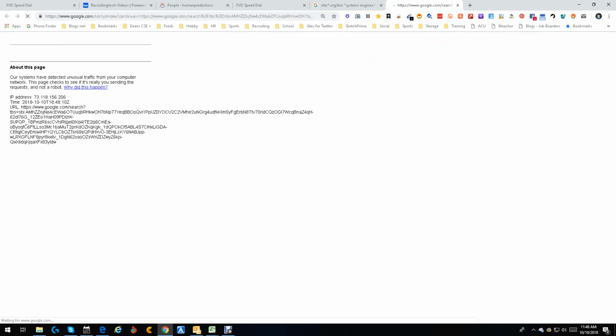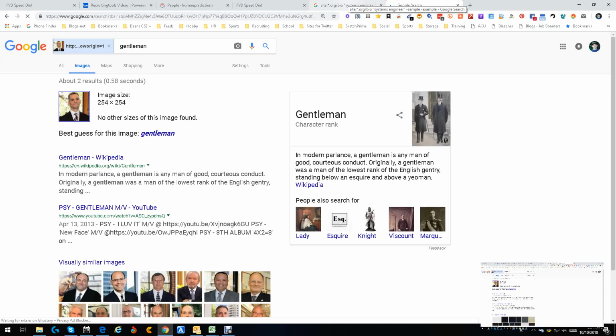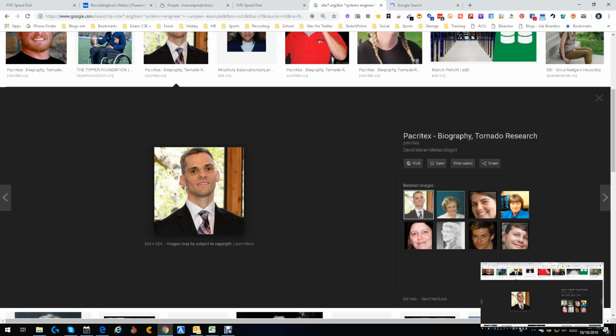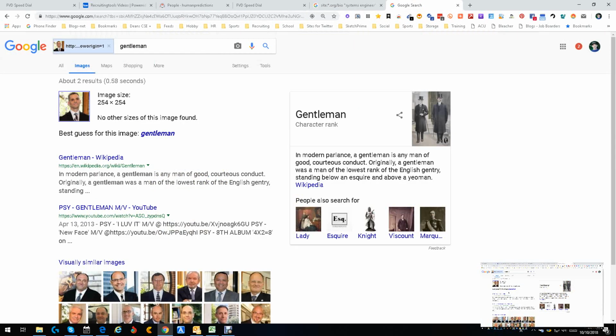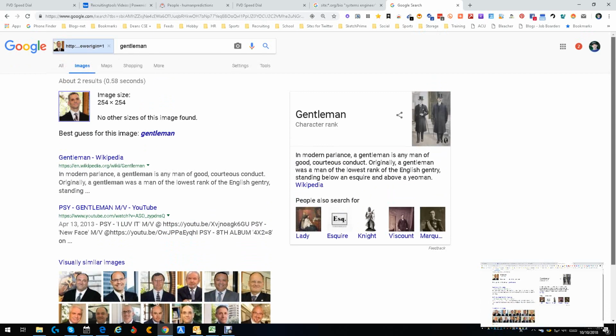We're going to see if we can find the same image. We're going to let them know we're not a robot again. Google at its best, guys. Let it go in. Then we're going to go back and see Parrot Biography, Tornado Research. Okay, fine. We're going to look to see if that picture is relevant anywhere else. None of these are good. Nope. So in this case, it probably didn't do us any good.